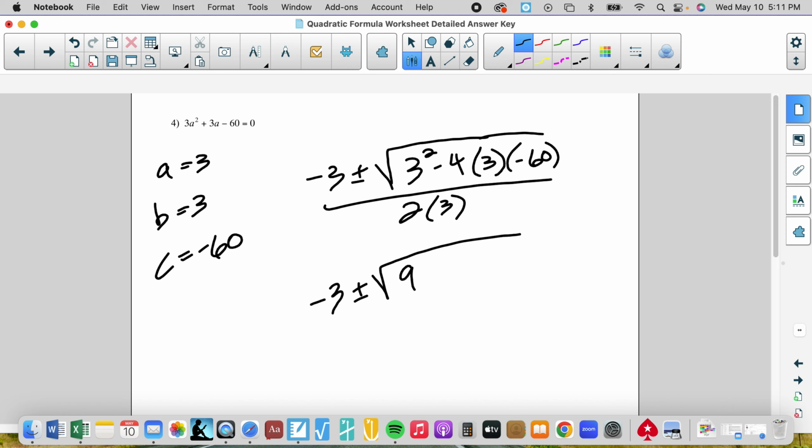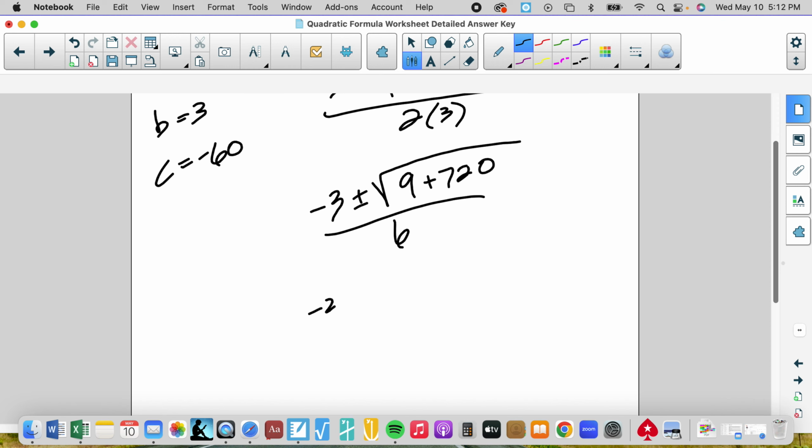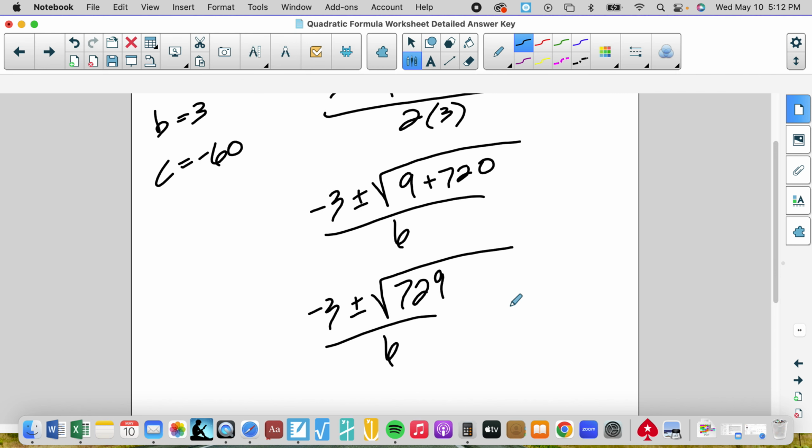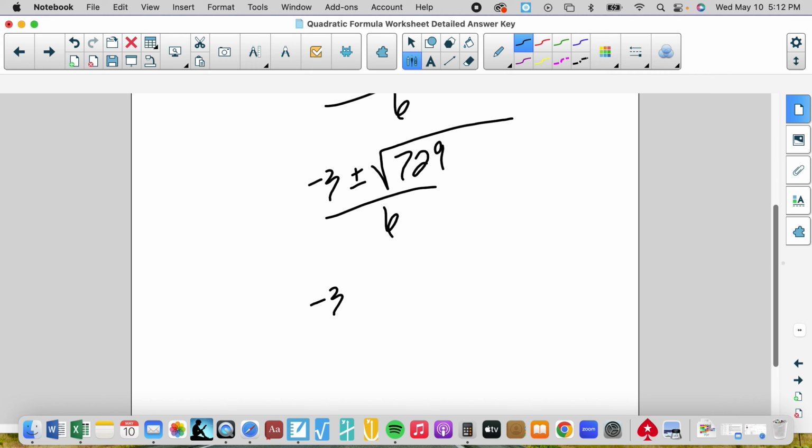3 squared is 9. Negative 4 times 3 is 12. 12 times negative 60 is positive 720. Yeah, 720 over 6, 2 times 3. So we get negative 3 plus or minus the square root of 729 over 6. I think we've already done that today. The square root of 729 is 27. So we get negative 3 plus or minus 27 over 6.